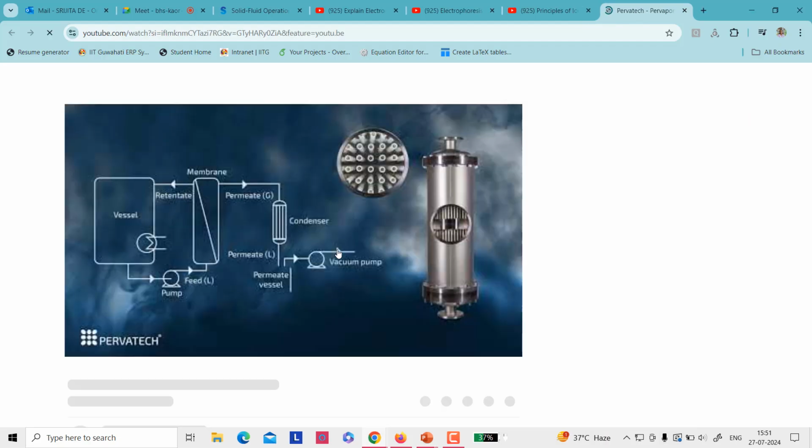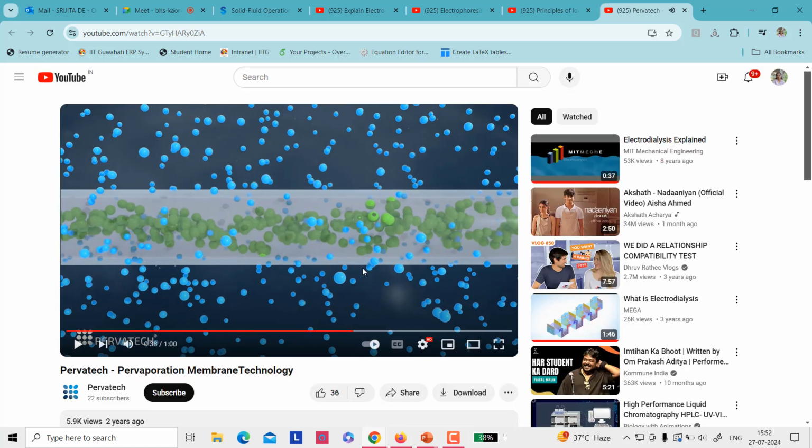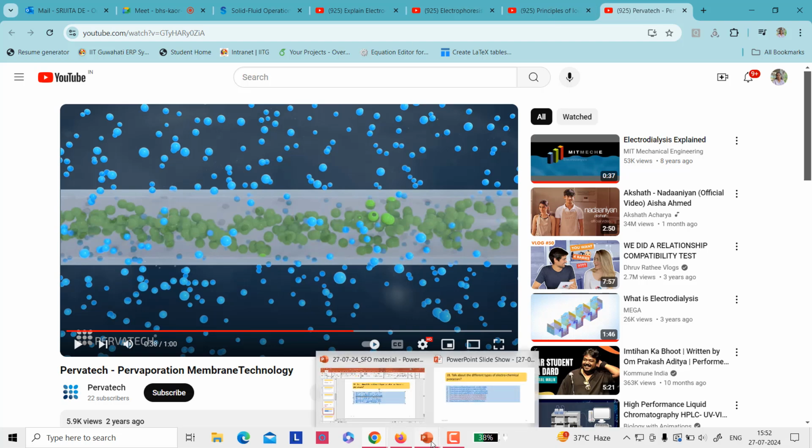This is pervaporation. Pervaporation is a separation method depending on partial vaporization through a polymeric or ceramic membrane. Suppose a mixture has different kinds of materials, and the materials have different partial vaporization temperatures. Due to that temperature difference, we can separate some materials from the whole mixture. So this is pervaporation.